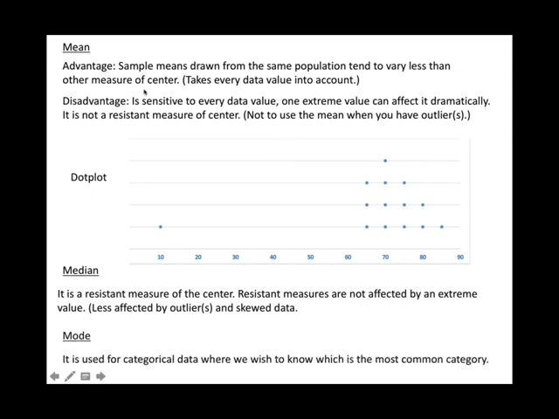And then the last one is the mode. Mode is used for categorical data when we wish to know which is the most common category. So for example, if you have a data set about favorite ice cream, you may have chocolate, strawberry, vanilla, chocolate mint. So this is categorical data, right? So if you want to find the measure of center, mode will be the best choice in here.